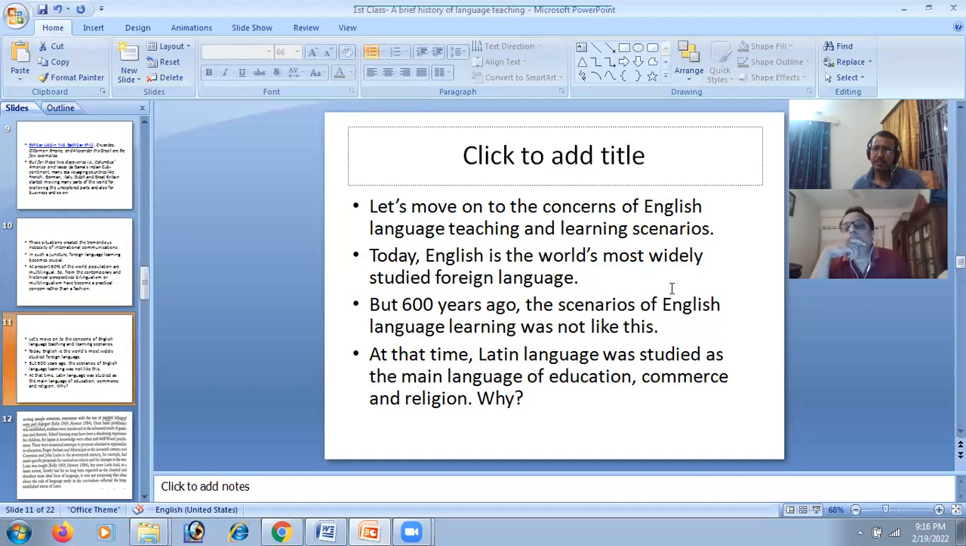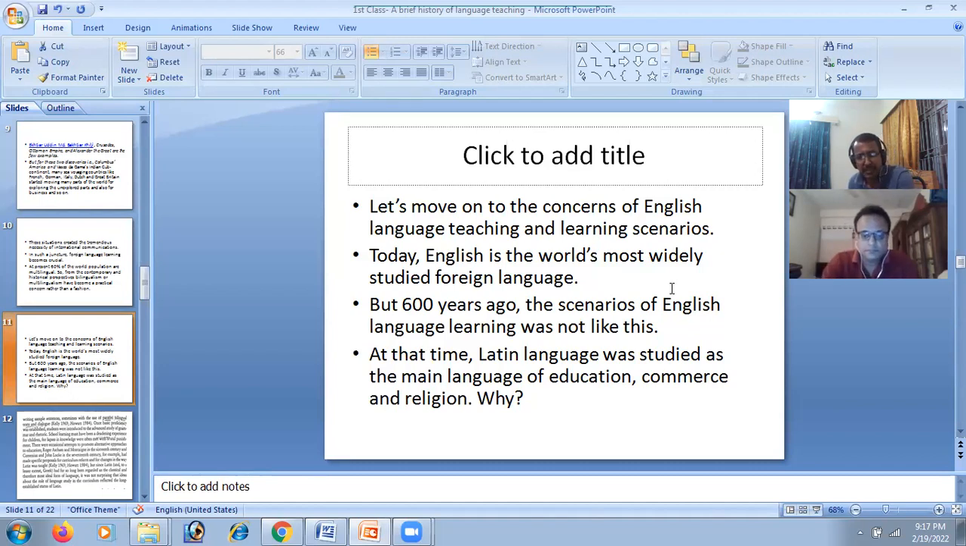So how to teach and how to learn the Latin language, that was the concern of linguists 600, 700 or 800 years ago. Because one reason is that people would be learning the Latin language not for Aristotle and Plato. They were bound to learn Latin because Latin at that time was the language of the ruling class. The people all over the country had no alternative but to learn the Latin language.